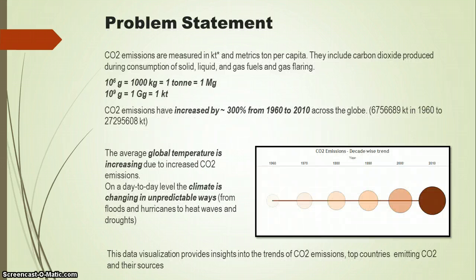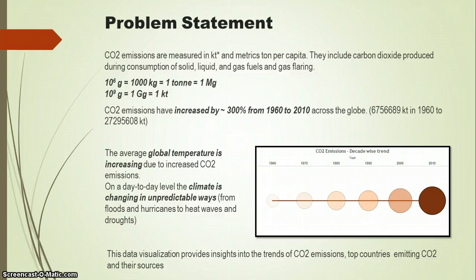The problem statement. CO2 emissions are measured in kT and metric tons per capita. They include carbon dioxide produced during consumption of solid, liquid, gas fuels and gas flaring. 1 kT is equal to 10⁹ grams. In the past 50 years, the carbon dioxide emissions have increased by almost 3%.